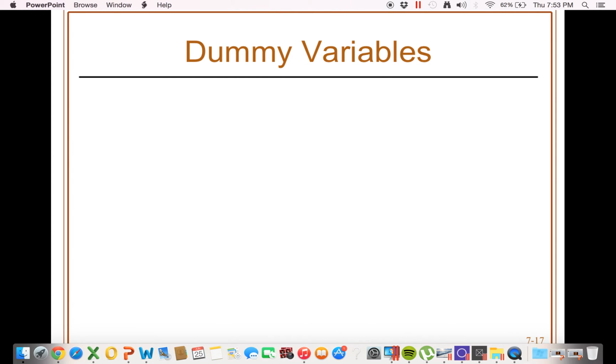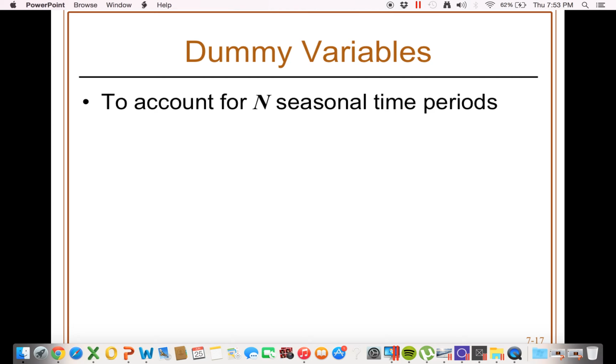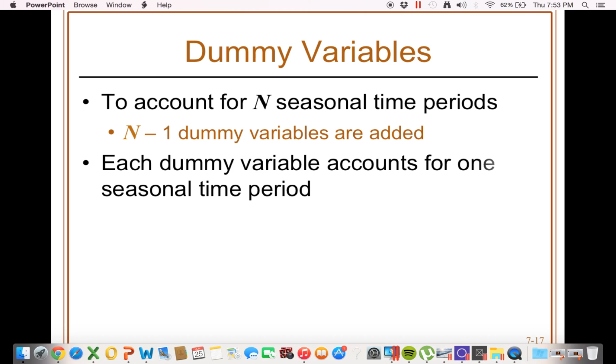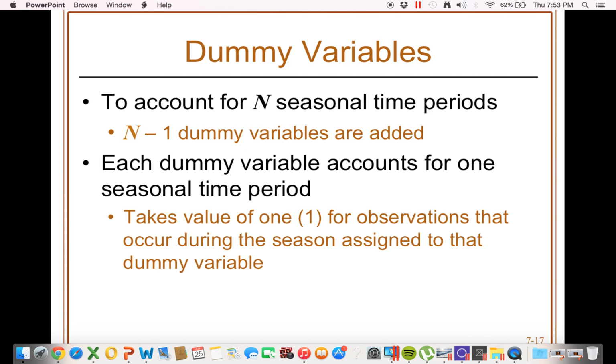To account for n seasonal time periods, in this case 1, n minus 1 dummy variables would be added, and each dummy variable would account for one seasonal time period. It takes the value of 1 for observations that occurred during the season assigned to the dummy variable. In our example, that would be the winter months. And then it takes the value of 0 otherwise.